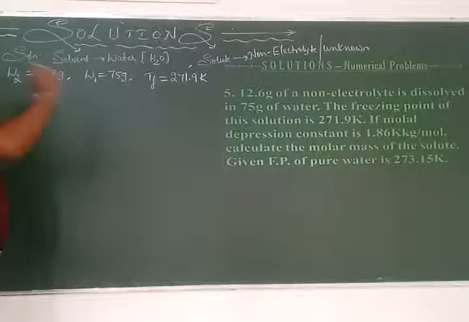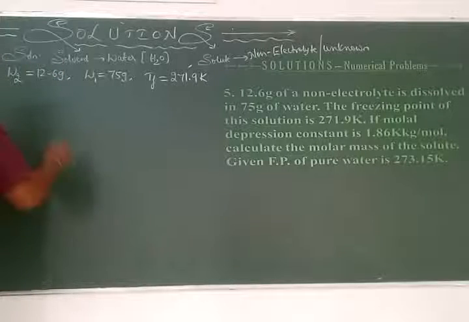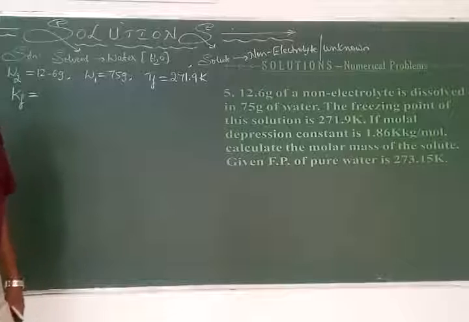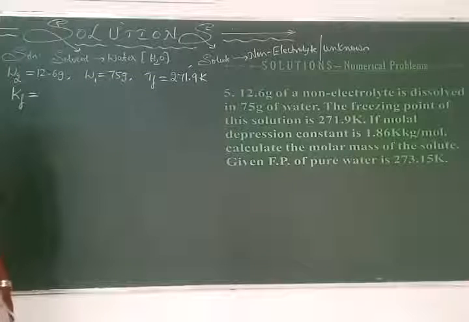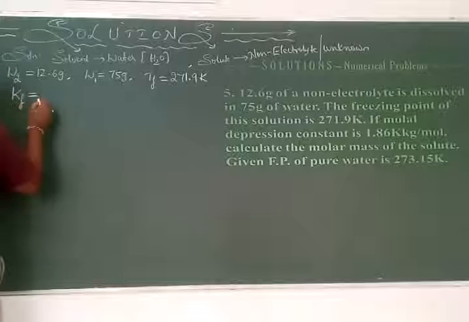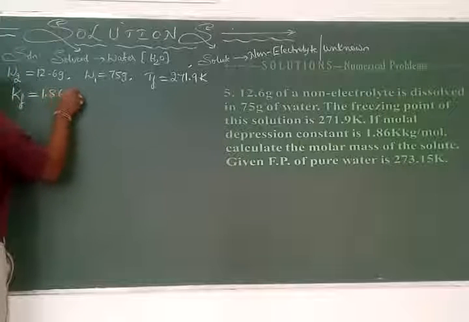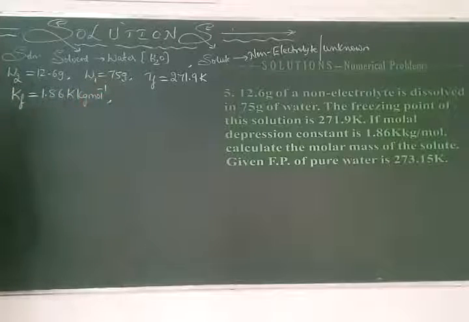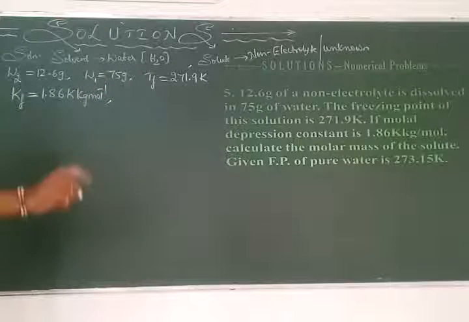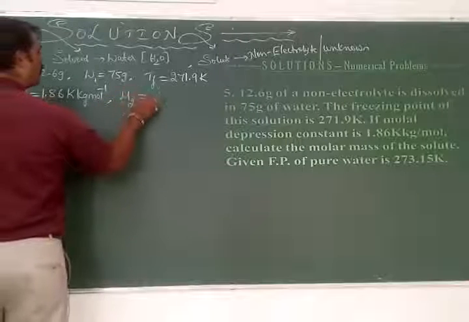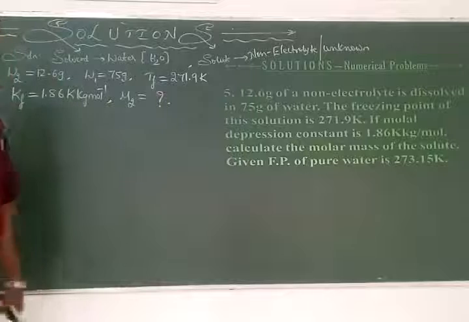The molar depression constant is called Kf. Molar elevation constant is called Kb. Molar depression constant is called Kf. What is that Kf value here? It is 1.86 Kelvin kg per mole. Calculate the molecular mass of the solute. M2 we have to find out.